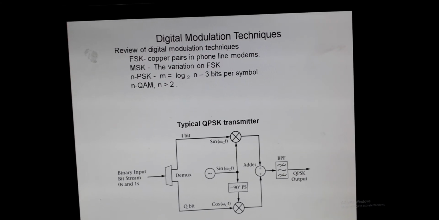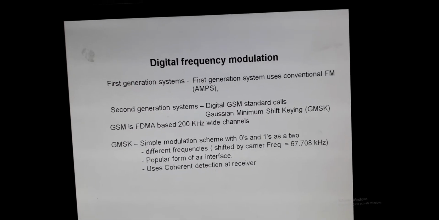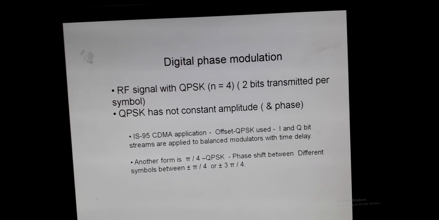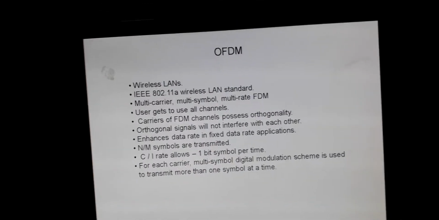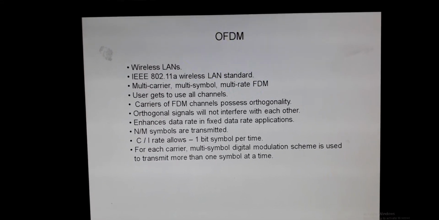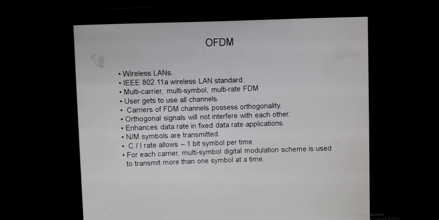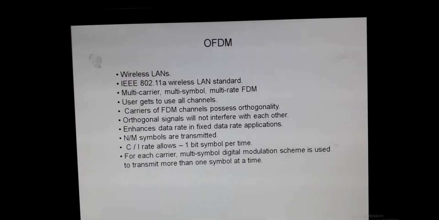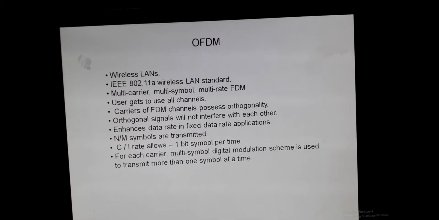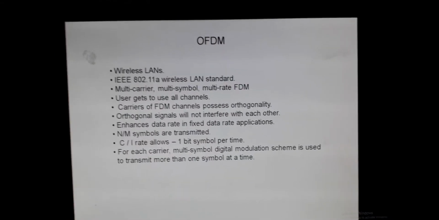Some modulation techniques are QPSK, GMSK, QPSK with n equal to 4, and OFDM. OFDM is very important for the short notes. It has the 802.11 LAN standard. It is a multi-carrier, multi-symbol, multi-rate FDM. All carriers in FDM feature orthogonality, so the symbols will not interfere with each other, the 1 and 0 symbols.